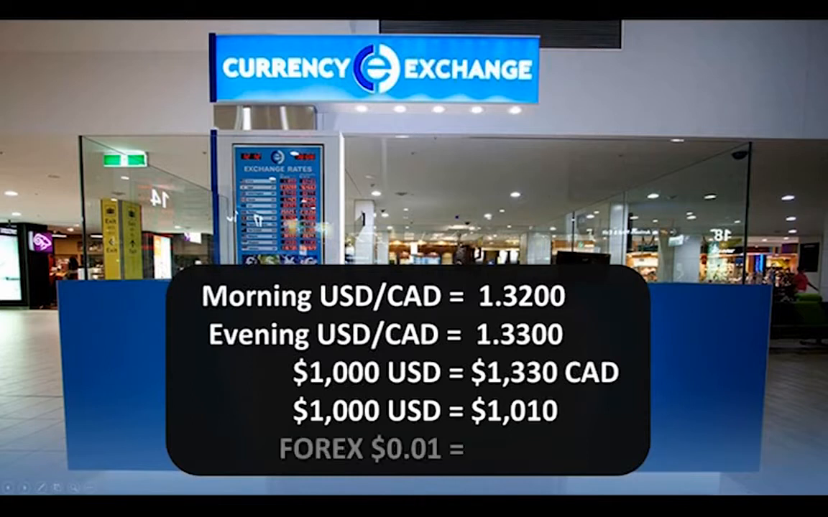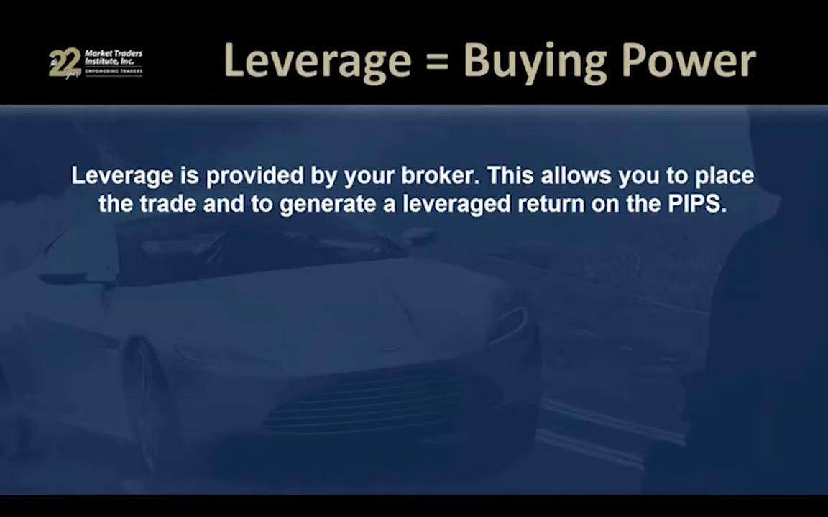Now in the Forex market, however, that 1 penny move, as I just mentioned, would be worth about 100 pips. We'll explain to you what that 100 pips is going to be worth here in just a second. It is due to leverage. Here in the Forex market, you're going to utilize leverage. Your broker is going to provide you with that leverage. That leverage is going to allow you to place the trade, and you're going to be able to generate a leveraged return on the pips here.